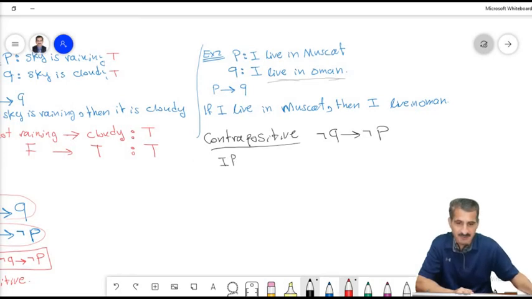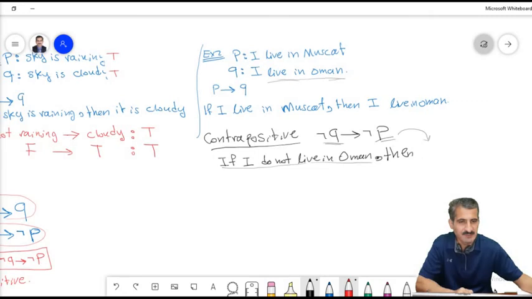So if I do not live in Oman, then, so again, this is the negation of Q. Then, now I want the negation of P. What is it? P, I live in Muscat. The negation, I don't live in Muscat. Then I do not live in Muscat.